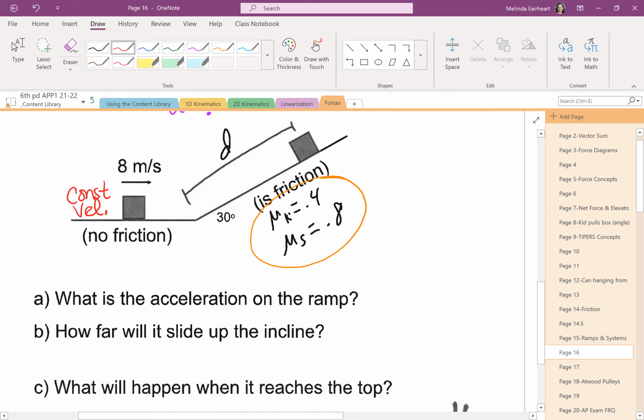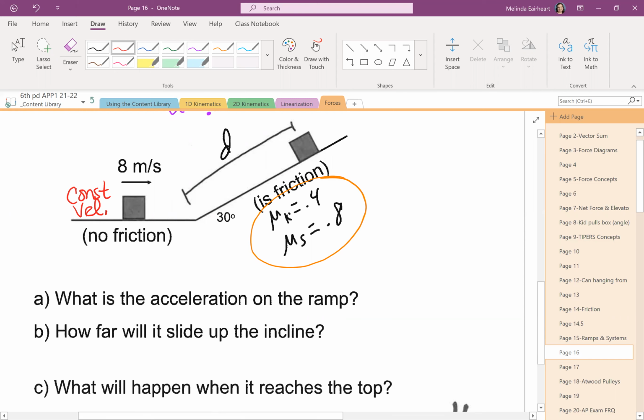Everybody good on the flat surface? Now we did all that so that it'll have a chance going up the ramp. A stationary box can't go up the ramp, right? And so it's going to go up this 30-degree rough surface. How do I know it's rough? Well, they told me it has friction. They gave me coefficients, right? And it's going to go up a distance d, and it's going to be a max distance.